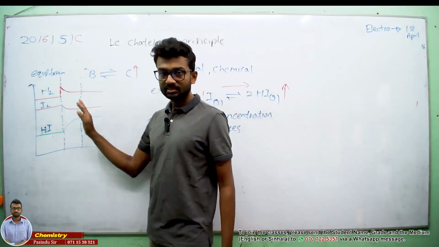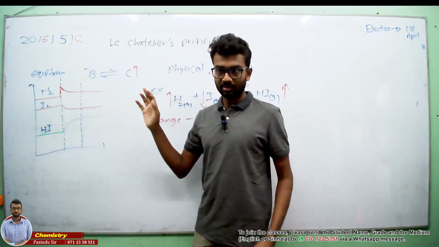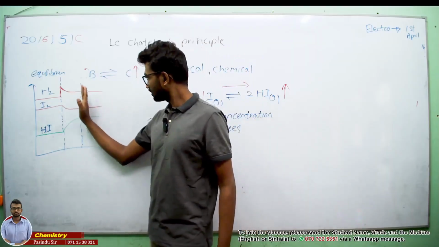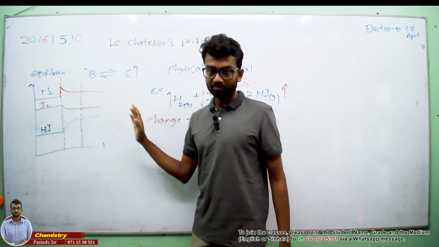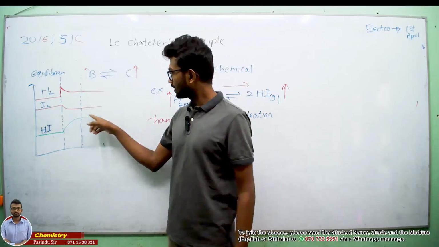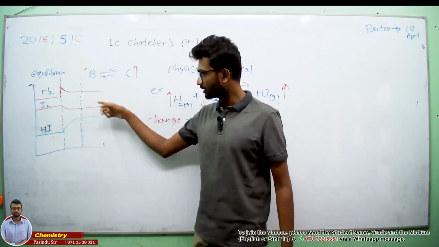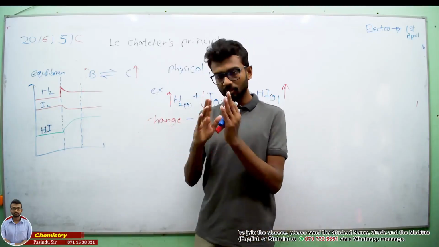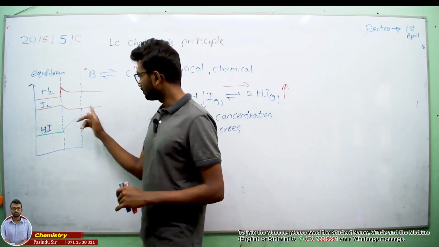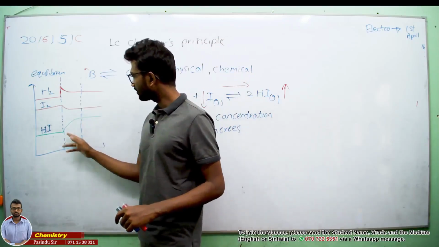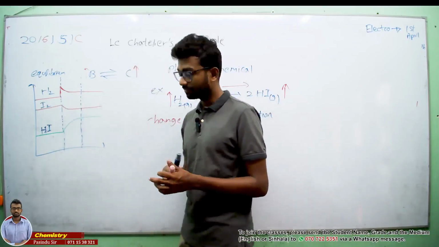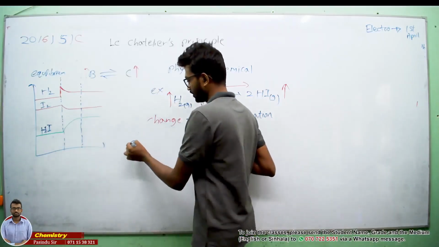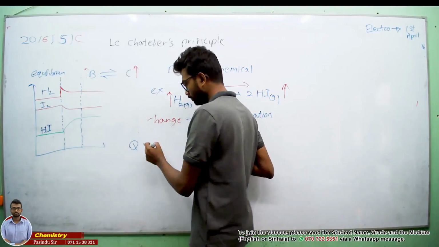Due to that, the equilibrium is changed. So after that, the system becomes equilibrium again. You see, the values change. It goes to a new equilibrium. When we change something, it goes to a new equilibrium. This is the new equilibrium. So here what will happen? Here we can get the idea using QC. What is QC here? Just write the equation for QC.